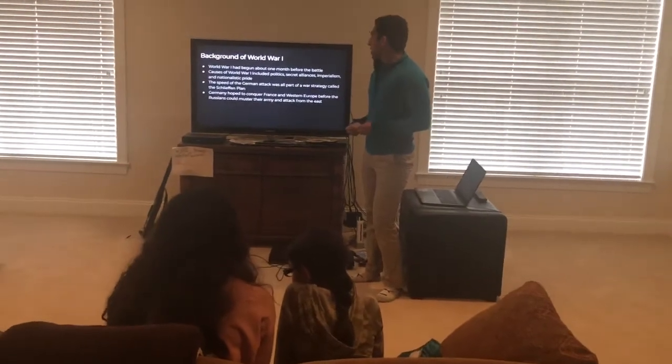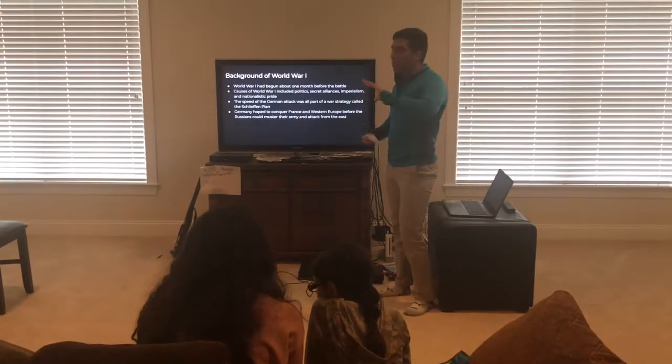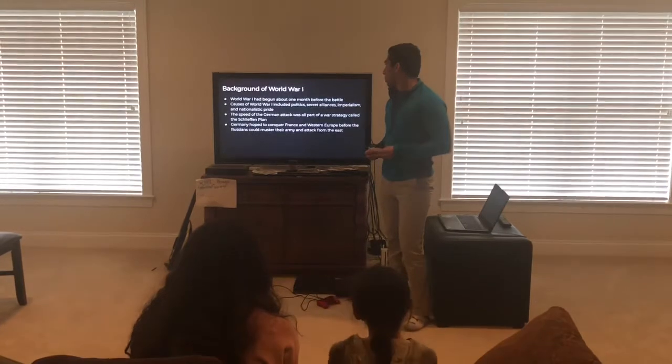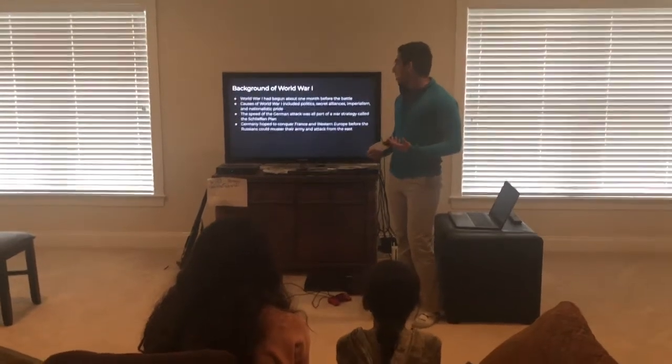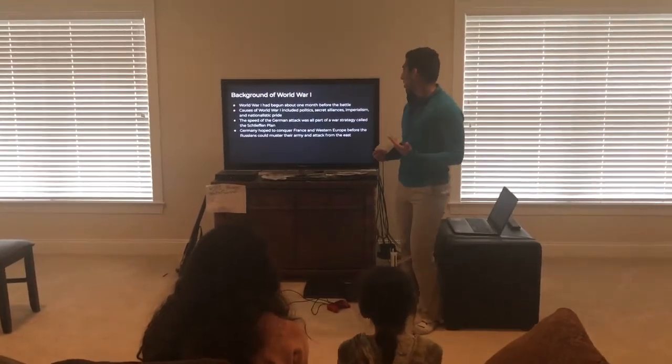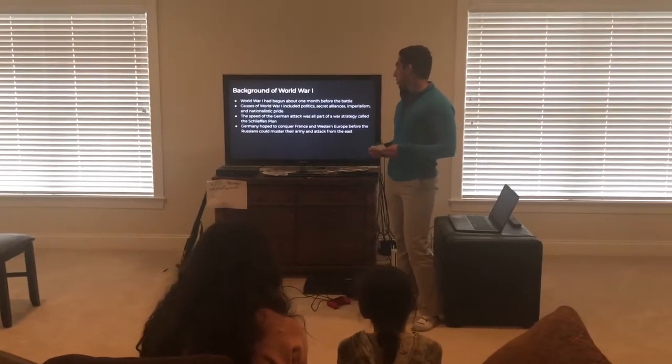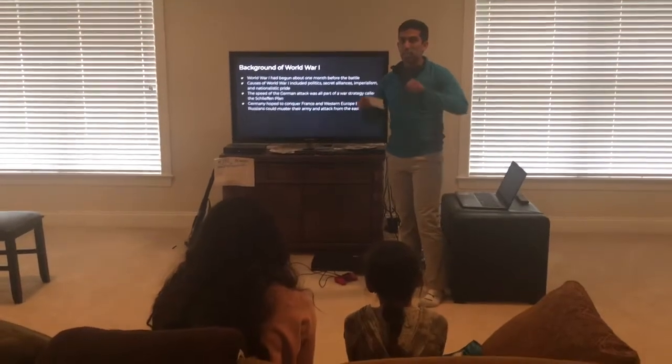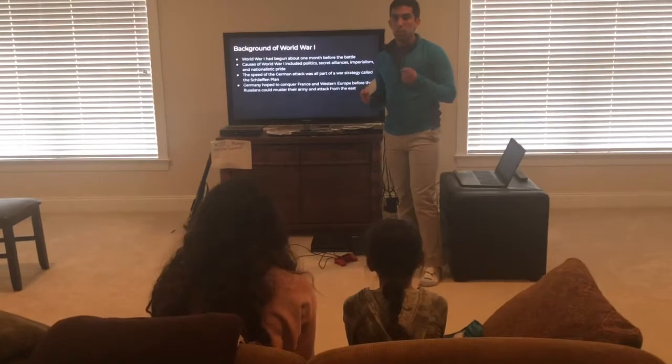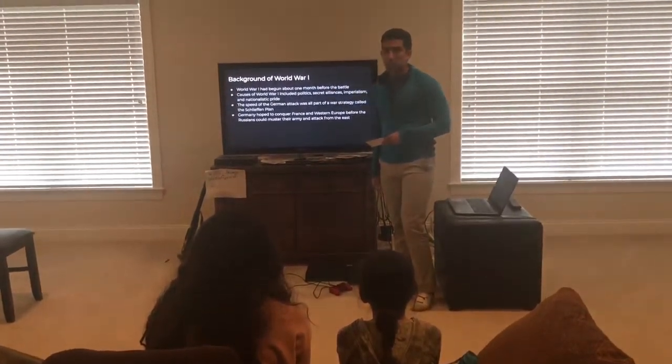The speed of the German attack, in order to capture more parts of Europe, was part of a war strategy called the Schlieffen Plan. Germany hoped to conquer France and Western Europe before the Russians could muster their army and attack from the east. That's why they created a two-front war, which we'll be seeing later in the presentation.